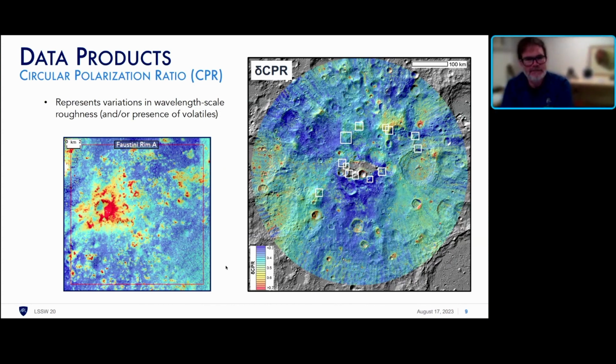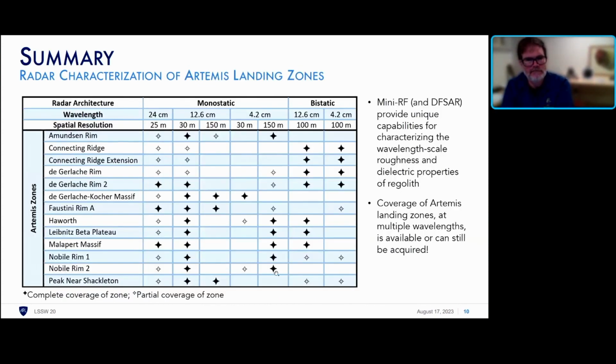Next slide. And this is really my last slide. And what I wanted to point out is that we have radar coverage, radar data for all of the Artemis zones and at multiple wavelengths for the vast majority of them.